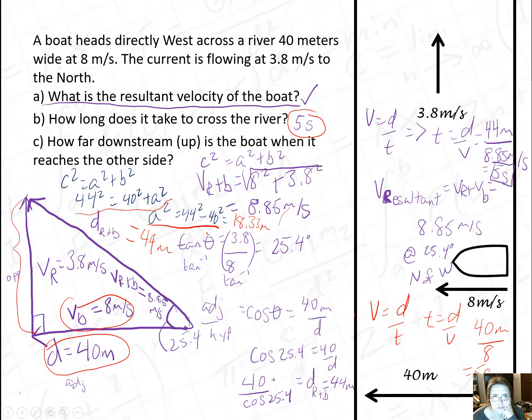So then we had the 44 squared is equal to 40 squared plus a squared. And then we found that a squared is equal to 44 squared minus 40 squared. And that gives you 18.33 meters. So this right here is 18.33 meters. So it got pushed upstream 18.33 meters. And that's when the boat reached the other side. So that's how far up it went.